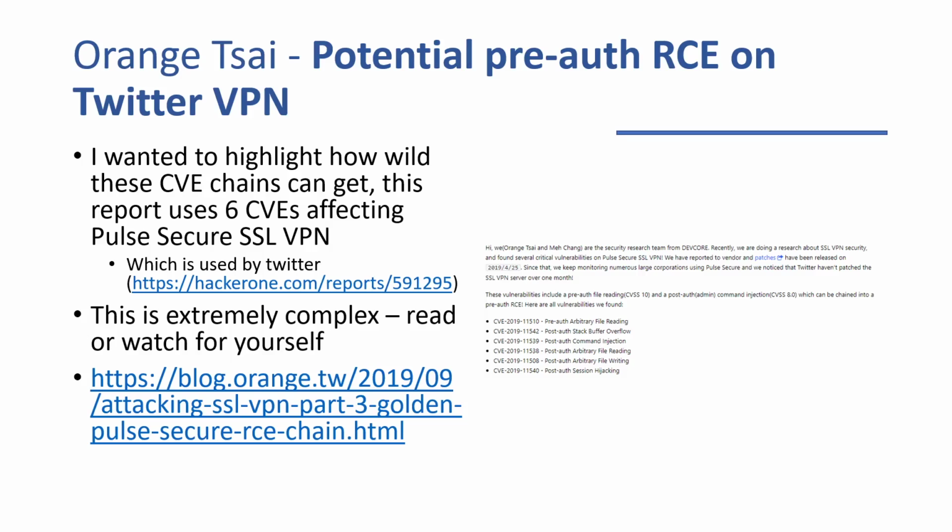This report uses 6 CVEs affecting the Pulse Secure SSL VPN. And a lot of them are sequential, which means he probably reported them at the same time or near enough at the same time. So here we can see arbitrary file reading, stack buffer overflow, command injection, arbitrary file reading, arbitrary file writing, session injection, all that come together to create an RCE.